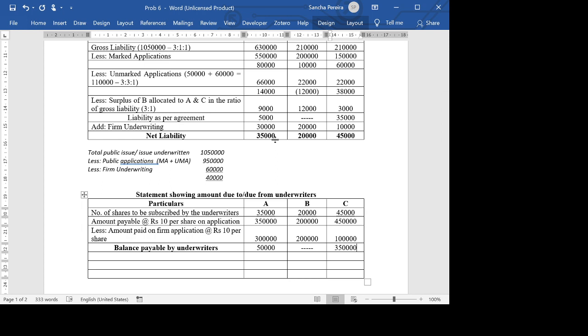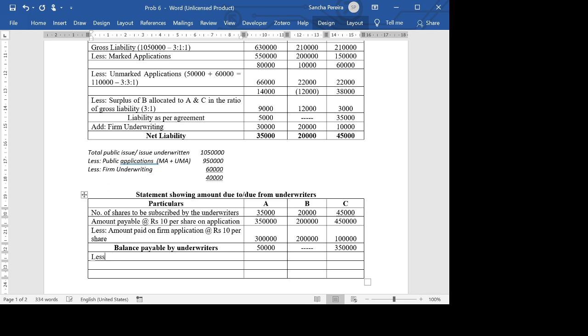Okay, so through this calculation, what we have done is we have checked the first part: amount due from underwriters, what the underwriters have to pay. So A has to pay, C has to pay. Next we do is what the company has to pay to the underwriters. And what does the company have to pay? Underwriting commission.